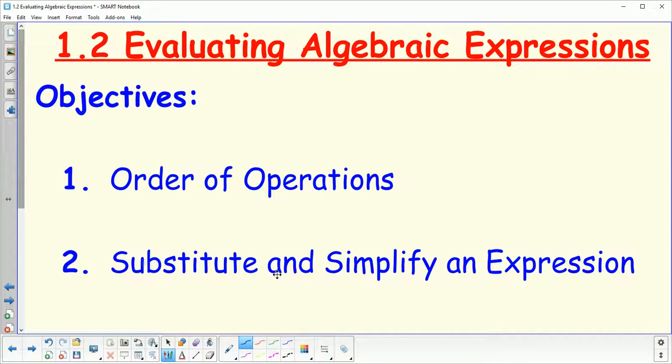So that is it for the lesson in 1.2, evaluating algebraic expressions. We're going to throw in a few other things like absolute values tomorrow in class, and we'll probably do some group work, like creating some problems and things like that.